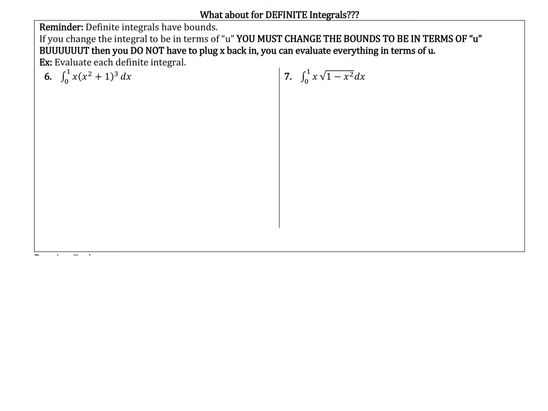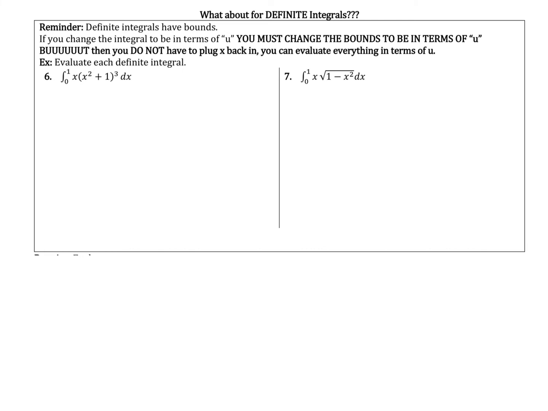U-substitution is something that changes all of the things that are in terms of x to be in terms of u, which means that if we have bounds, when we change our variable to be in terms of u, we also need to change our bounds to be in terms of u. So let's go ahead and look through this step by step.